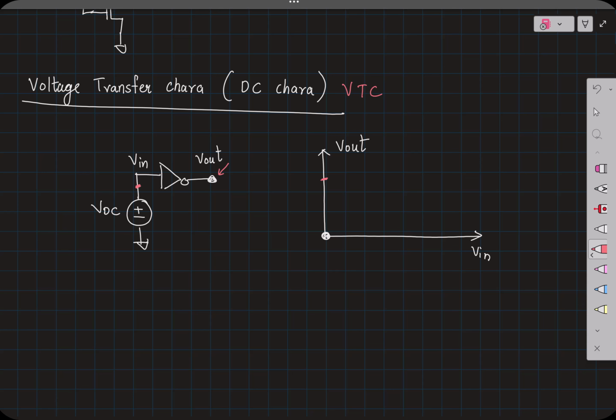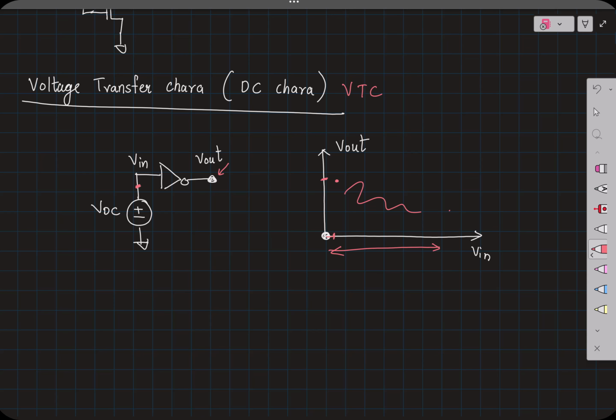Then you will increment this VDC by a small amount. You wait for everything to settle, then you note down what that voltage is. So you repeat this process for the full range of Vin, and you get a plot here that corresponds to the VTC for the CMOS inverter.